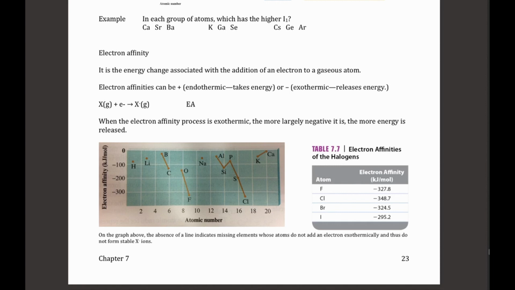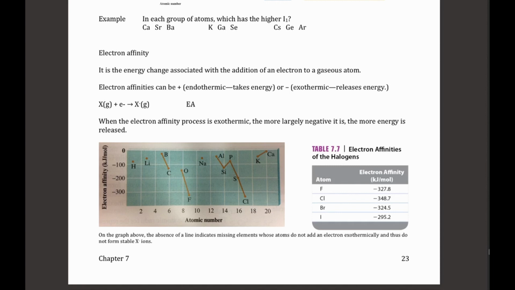When the electron affinity process is exothermic, so we're looking at releasing energy, the more largely negative it is, the more energy is released. And notice if we compare fluorine and oxygen, fluorine has a much larger release of energy. If we look at phosphorus, sulfur, chlorine, because those are in the same period on the periodic table, we see that as the size gets smaller, the amount of energy released when an electron is added to the atom goes up.